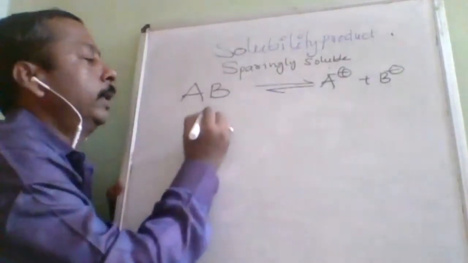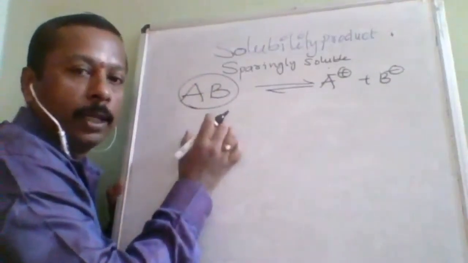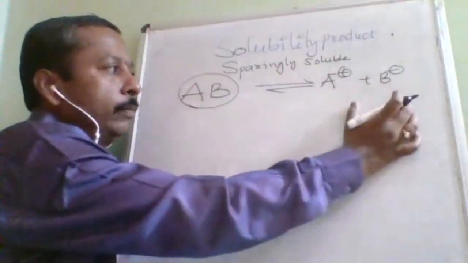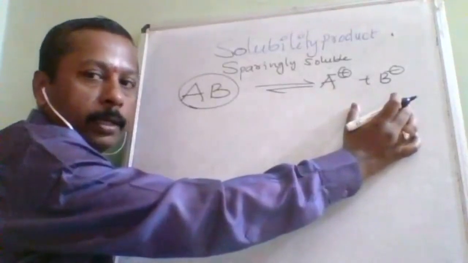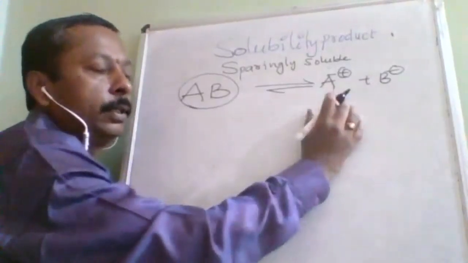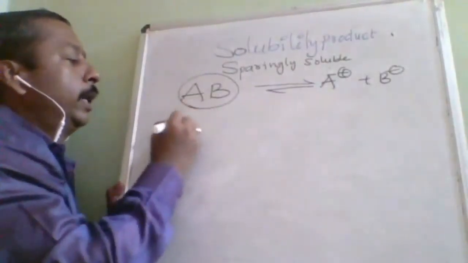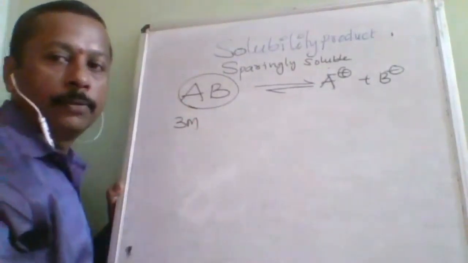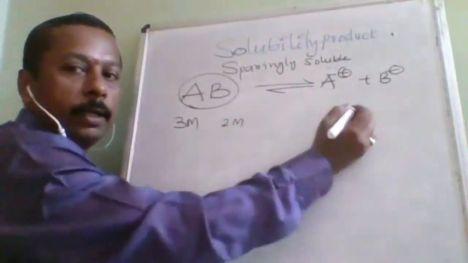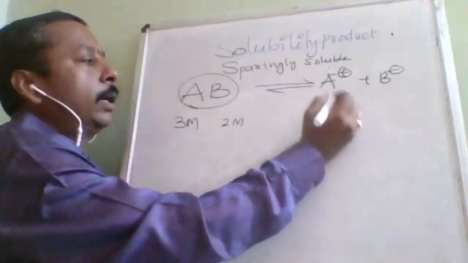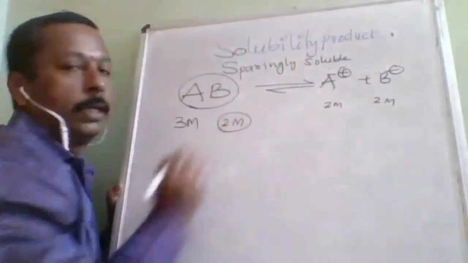Okay. So let us take solubility. That means out of 1 molarity, how much molarity it is able to convert into ions. That is called solubility. Solubility is just like molarity. So the molarity of the cation is the solubility, and the molarity of the anion is the solubility. Suppose we have a 3 molarity solution, but out of it only 2 molarity dissociated and converted into cation and anion. That 2 molarity itself will be the solubility.